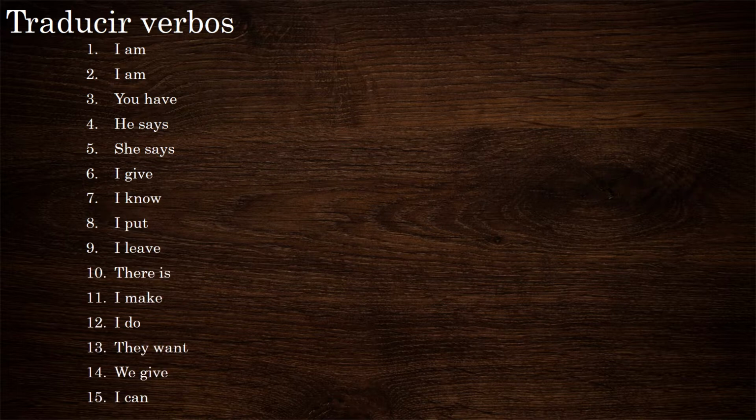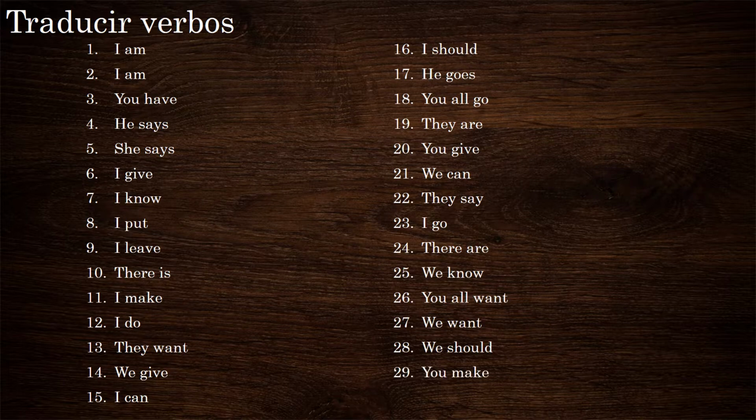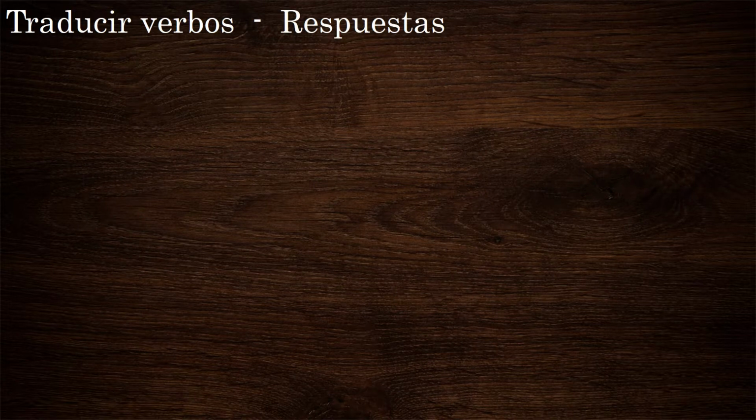Traducir verbos. Let's take this a step further. Just like your brain works, you're going to put English into Spanish. I am. There's two ways to do that. You have, he says, she says, I give, I know, I put, I leave, there is, I make, and all the rest of them. Ready? Respuesta, soy or estoy. For those two.